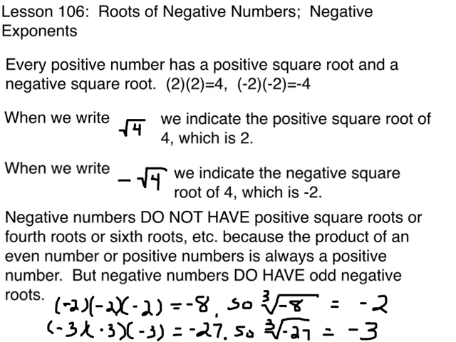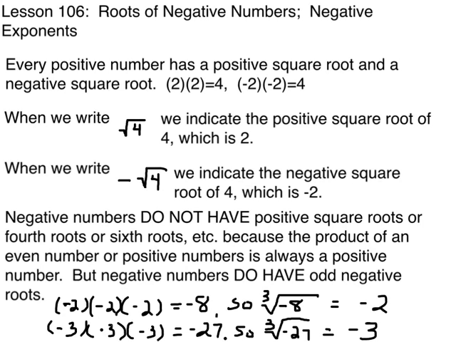We know that every positive number has a positive square root, like 2 times 2 is 4, and a negative square root, because negative 2 times negative 2 is positive 4. When we write the square root of 4, what we're indicating is that the positive square root of 4 is 2. When we write negative square root of 4, we indicate the negative square root of 4, which is negative 2. This is very important.